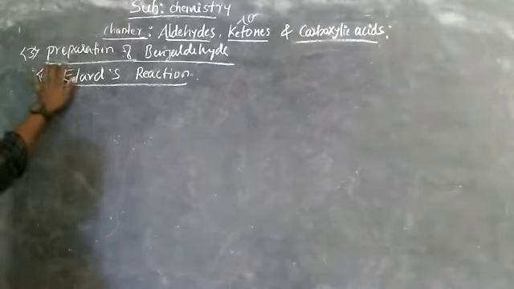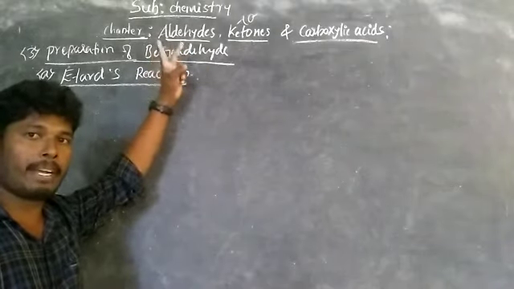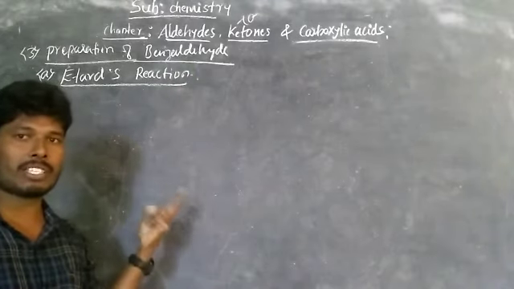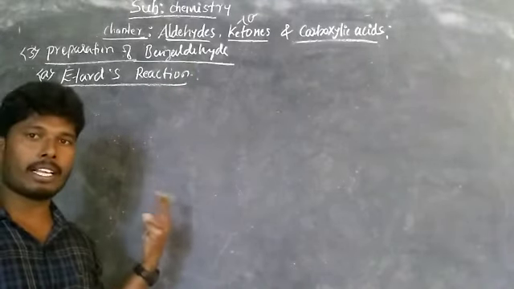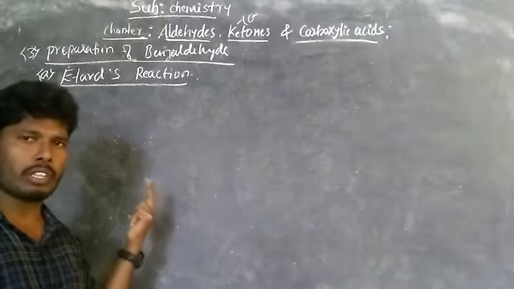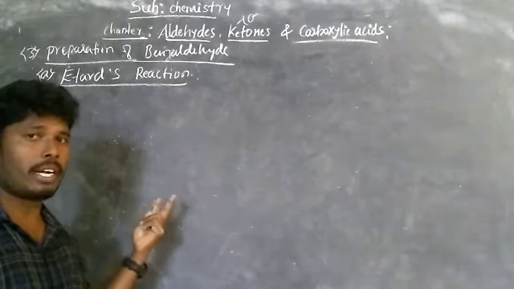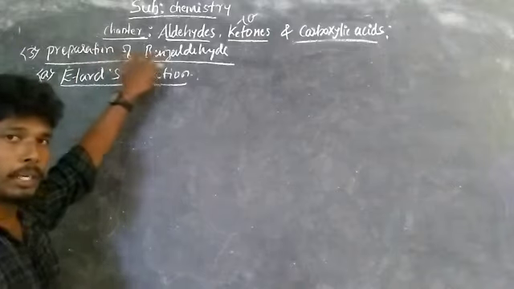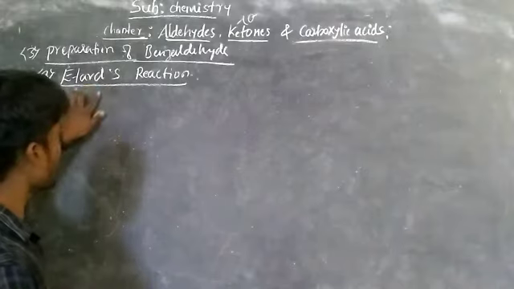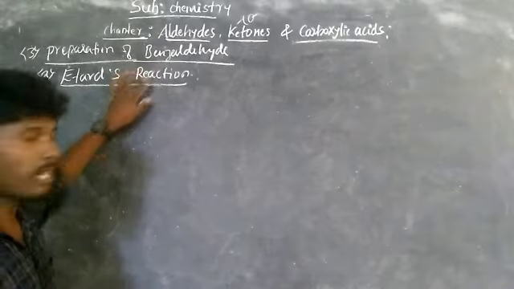Then the third method is preparation of benzaldehyde. See here, in the previous two methods we have prepared aldehydes, right? Aldehydes means you can prepare any aldehyde, that is acetaldehyde or propanaldehyde or ethanaldehyde or butanaldehyde or isobutanaldehyde, any aldehyde along with aromatic aldehydes like benzaldehyde or substituted benzaldehydes. Here in the third method particularly we are going to prepare benzaldehydes. There are 4 methods to prepare benzaldehydes under the third.